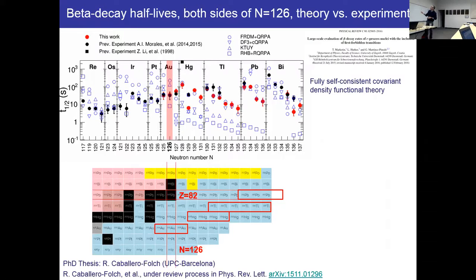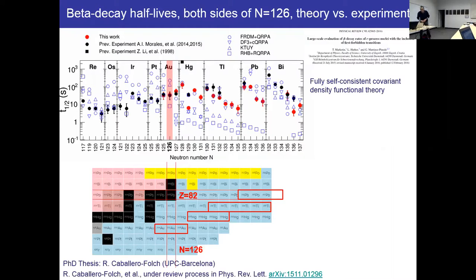So before the neutron shell closure, in general, the agreement is reasonable. I mean, there are discrepancies, almost one order of magnitude in some specific case, but in general, the agreement is not bad. But as you cross the neutron shell closure, there are very large discrepancies of several orders of magnitude. So we cannot rely on this also to perform this kind of calculations.